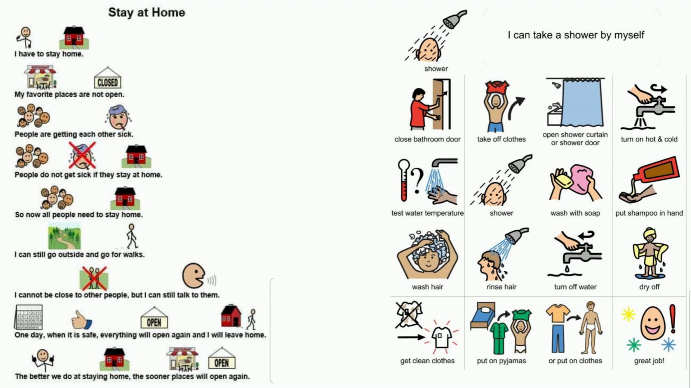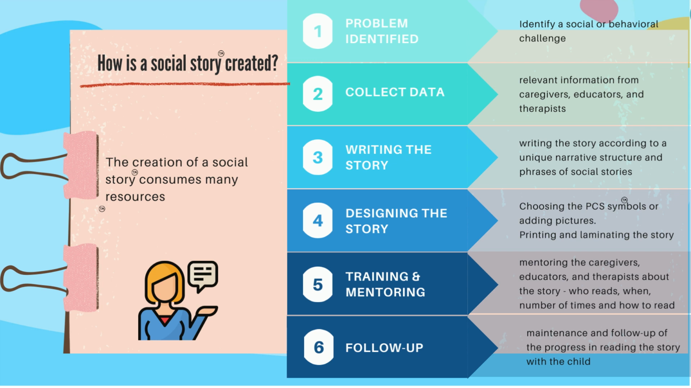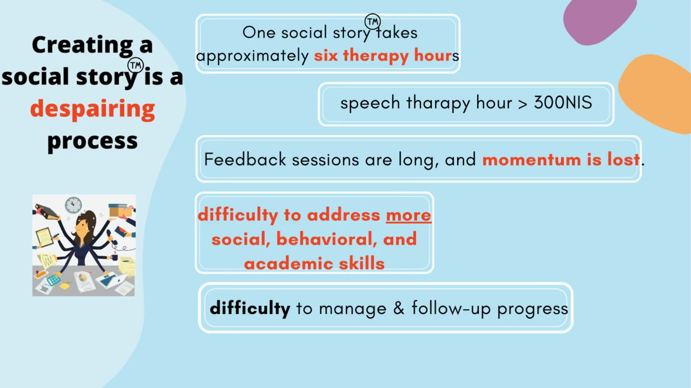But in order to create and implement the story, there are 6 stages the clinician needs to go through in order to address the situation and implement the story successfully. The process of creating a social story consumes many resources, and it is a despairing process for the clinician. One social story takes approximately 6 therapy hours, and on average it takes more than 2 weeks. That's a lot of time.